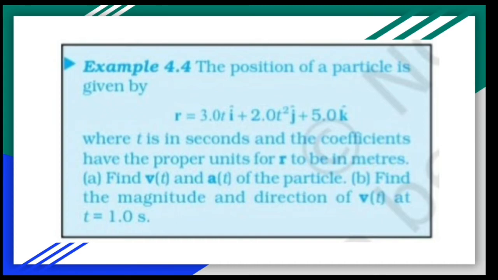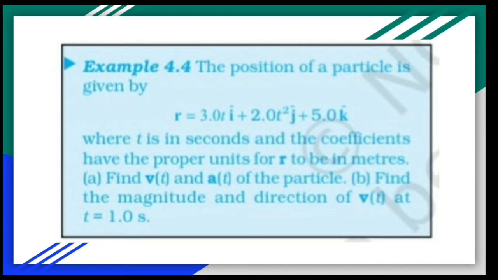Example 4.4. The position of a particle is given by vector r is equal to 3t i plus 2t square j plus 5 k, where t is in seconds and the coefficients have the proper units for r to be in meters. (a) Find v of t and a of t of the particle, and (b) find the magnitude and direction of v of t at t equal to 1 second. So vector r is given. You are asked to find what? Vector velocity and vector acceleration.